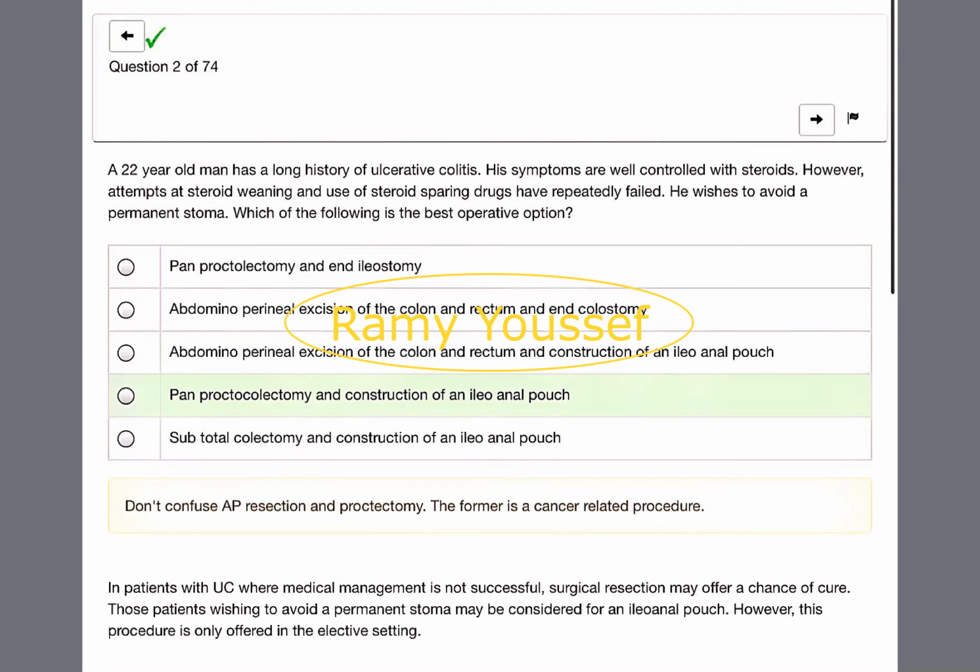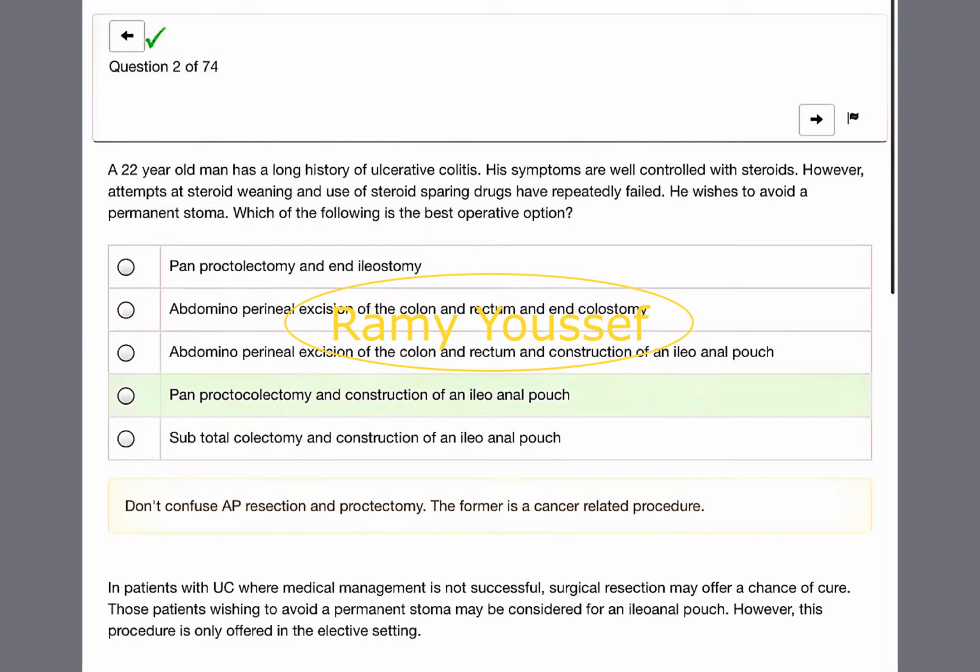The other thing, abdominoperineal operation is for cancers only. We don't do abdominoperineal for any disease of the anal or the rectum or any disease of the GIT, the anal diseases, except for cancer only. So B and C will be excluded. We'll go for D and E, which will be panproctocolectomy with ileoanal pouch and subtotal colectomy and construction of ileoanal pouch.